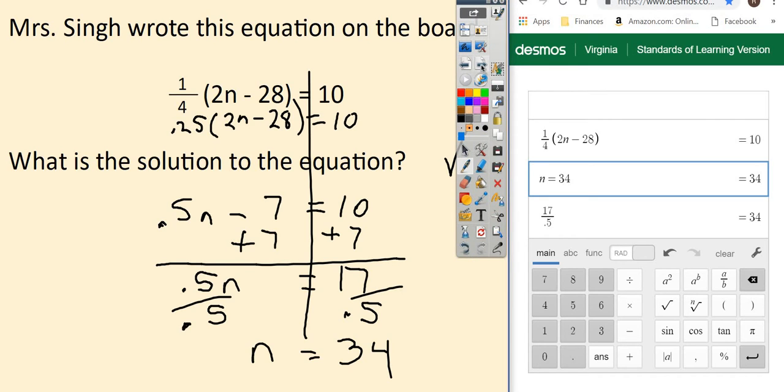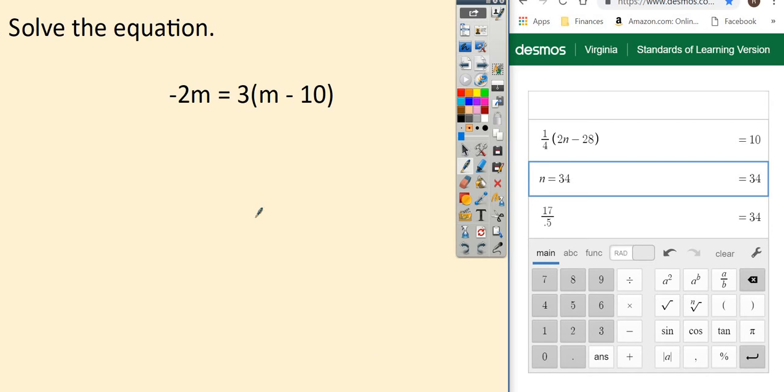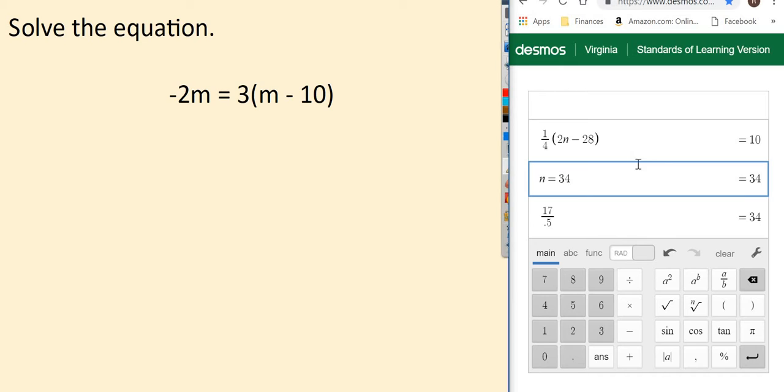You always want to check every single answer. Don't miss them because you won't check them. Let's go ahead and solve this equation. I'm going to come back over here. I'm going to go ahead and clear everything.